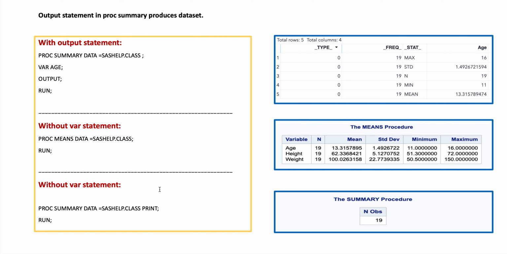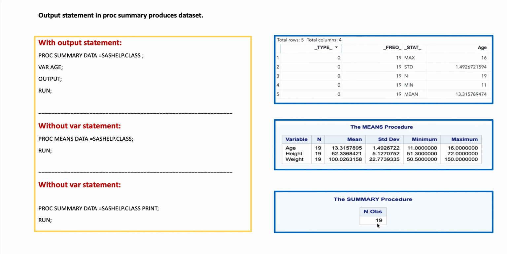But in the case of proc summary without the var statement, when we use proc summary with the print option, it will provide the result for only the number of observations. That means when we run the 5th set of code, the result is as shown in the last table, or third table, on the right side. It produces only the number of observations. That number is 19.